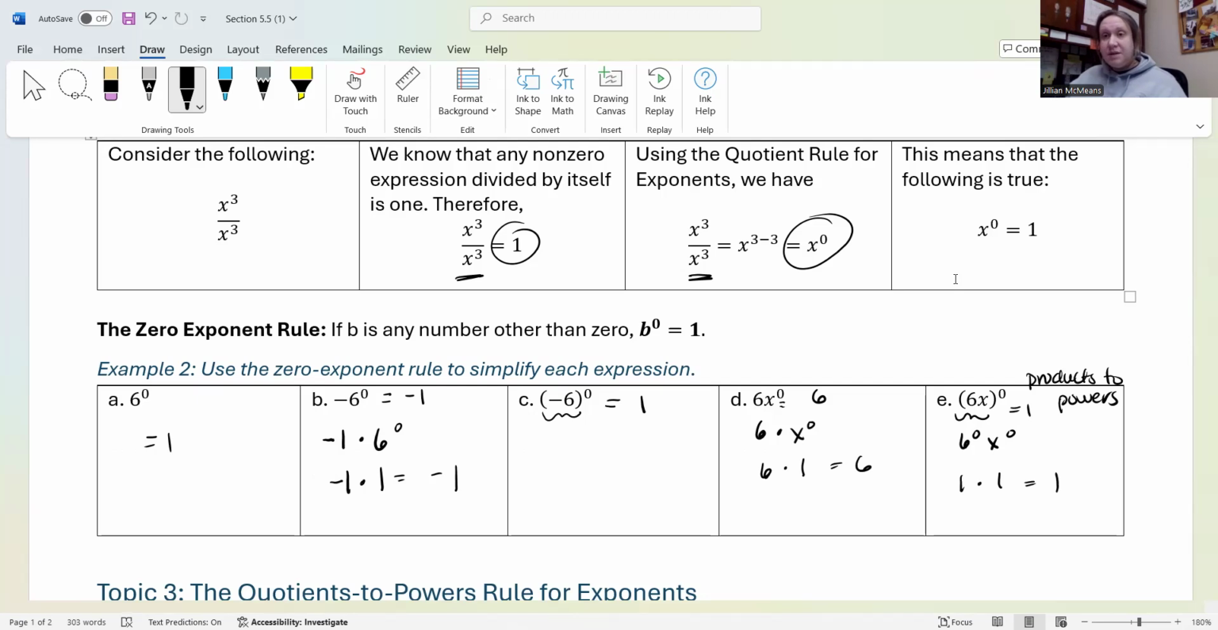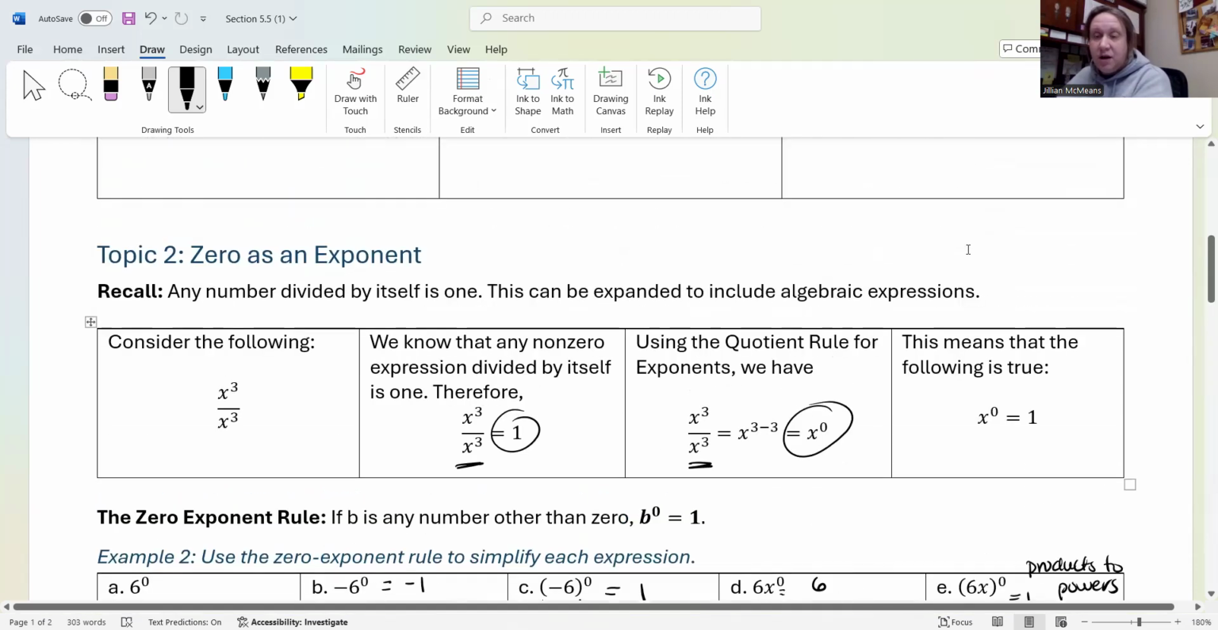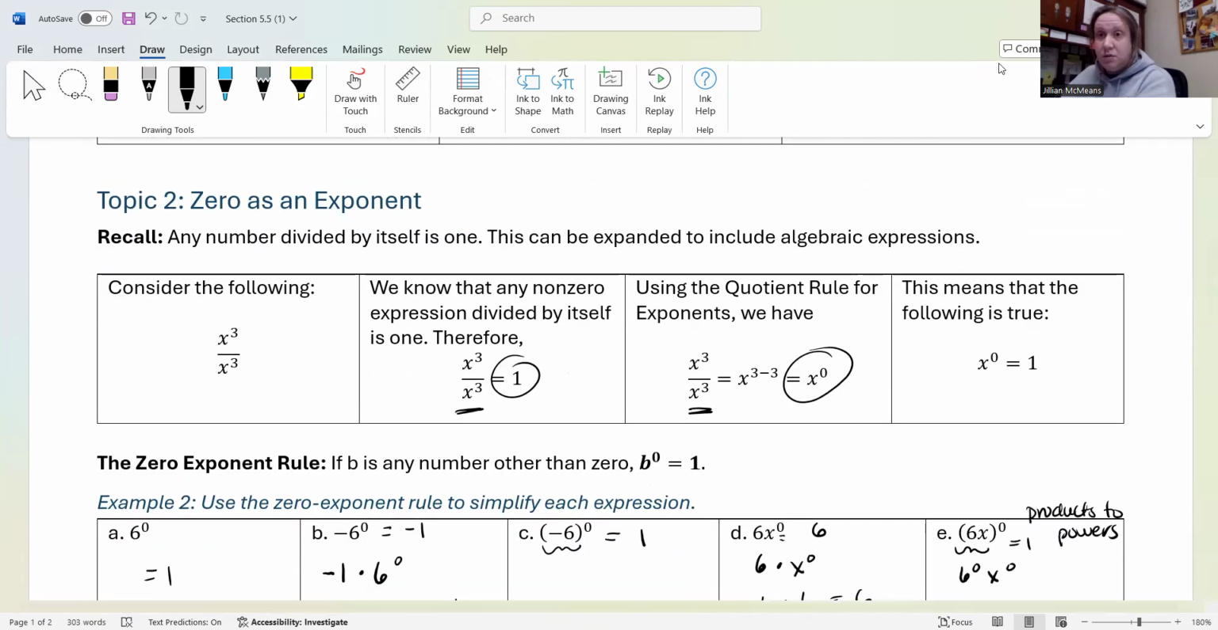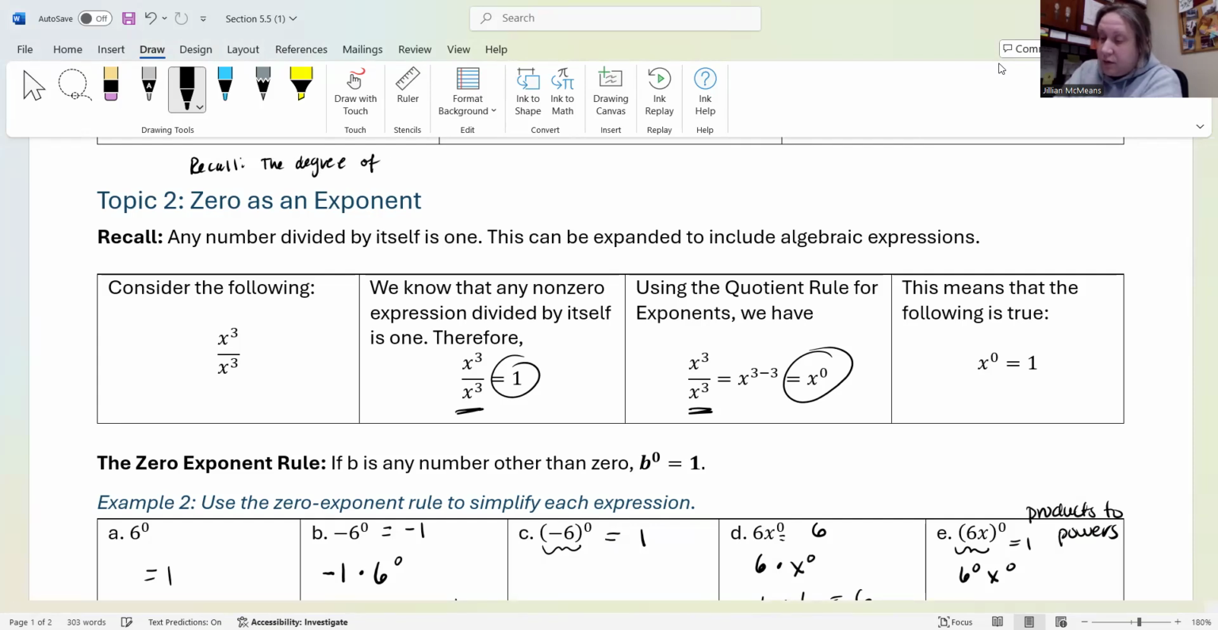So when you have 0 as an exponent, just be really, really careful. Now, I did promise I would talk to you briefly about why the degree of non-zero constants is 0. I don't really have a ton of room here. So recall, the degree of non-zero constants is 0. The reason for that comes from this property right here.